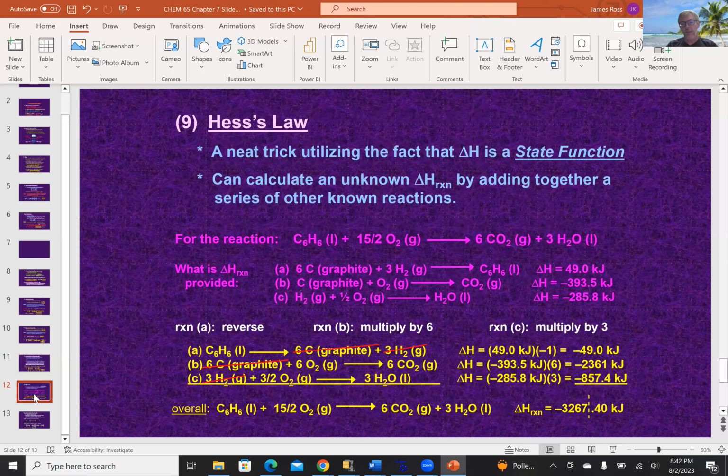We also have another form of Hess's law called the indirect method, and that's exemplified in this example. So here we have an equation. C6H6 liquid plus 7.5 moles of oxygen gas gives 6 moles of CO2 gas and 3 moles of water liquid. That's the problem we're trying to solve the energy for. And we're given some help. We're given three clues. We've got 3 reactions, A, B, and C.